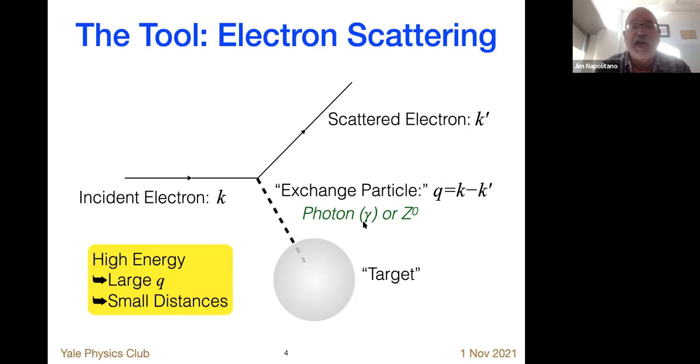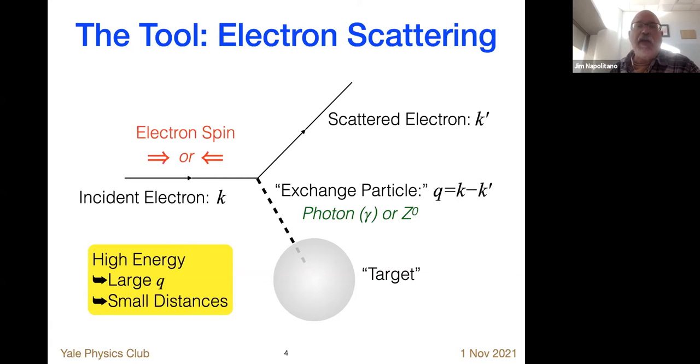An incident electron has four-momentum k, and the scattered electron has k prime. The electron comes in and scatters off of some target. When it does that, it exchanges something. You all know this. The exchange particle in this case is either a photon or the Z0 weak neutral boson. We're doing this at pretty high energy, so the momentum transfer, the difference between the four-momentum of the scattered and incident electron, is pretty big. So the distances are small. We are definitely in this regime of femtometer-type scales, where matter and energy are exchanging roles all the time.